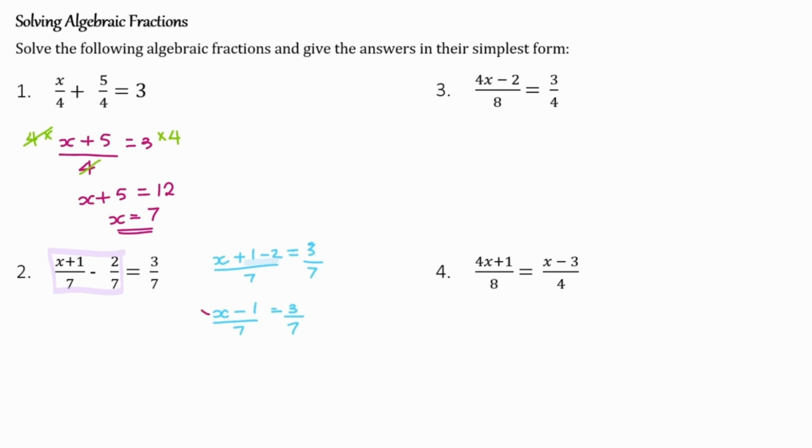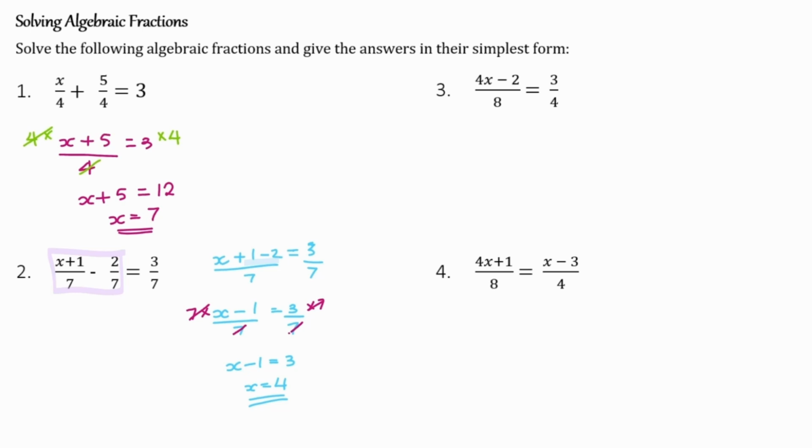We now need to get rid of the 7's in the denominator, so we can do that by multiplying both sides by 7. So the 7's cancel out both in the left-hand side and the right-hand side, and we are left with x minus 1 is equal to 3. If we then add 1 onto both sides, we will have x is equal to 4.